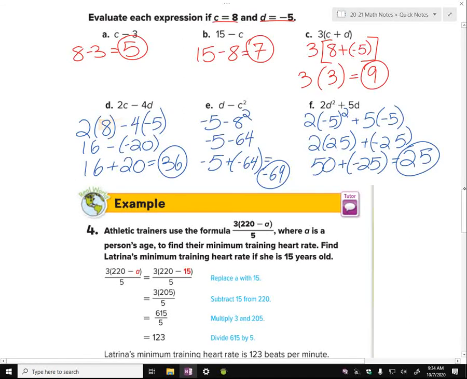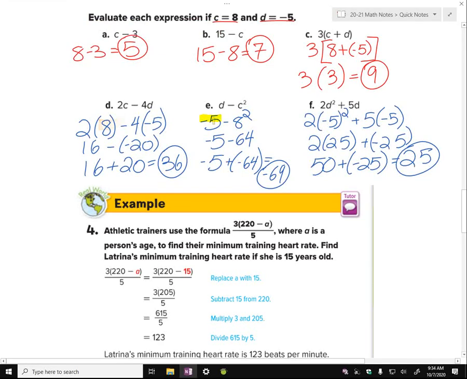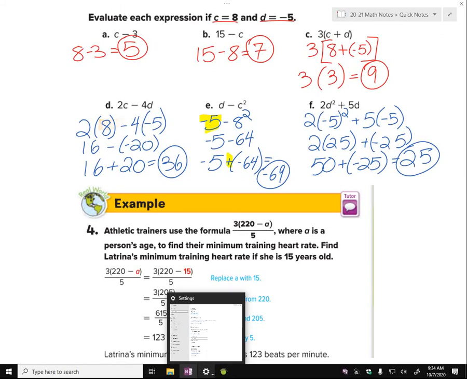Okay, the question is E, and this is a good question. This goes back to chapter 3. We have negative 5 minus 64. We did the multiplicative, or not the multiplicative inverse, we did the additive inverse. So I can see that I am at a negative 5, and I'm becoming more negative, because plus means more.